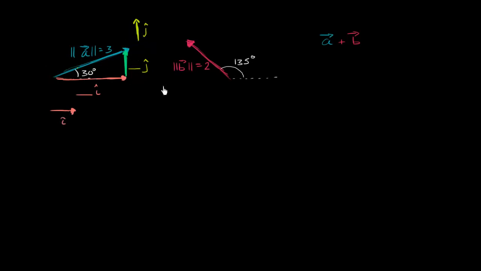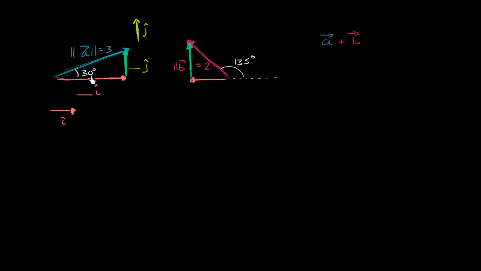And the same exact argument right over here. This is going to be something times the i unit vector, its horizontal component, and its vertical component is going to be something times the j unit vector. So what we really need to do is figure out the magnitudes of these horizontal and vertical components, and then we know how much to scale up i and how much to scale up j. So let's think through this a little bit.